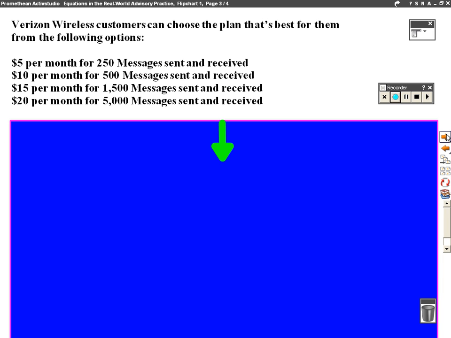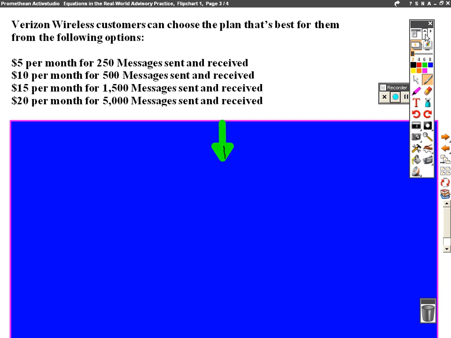All right. Look at the Verizon Wireless customers and what they have to choose from when it comes to text messaging plans. The first one is $5 per month for 250 messages sent and received. The second is $10 per month for 500 messages sent and received, meaning not only the ones that you're typing out and sending to people, but also the ones that you're receiving. Look at the next one, $15 per month for 1,500 messages sent and received. And the last one is $20 per month for 5,000 messages sent and received.